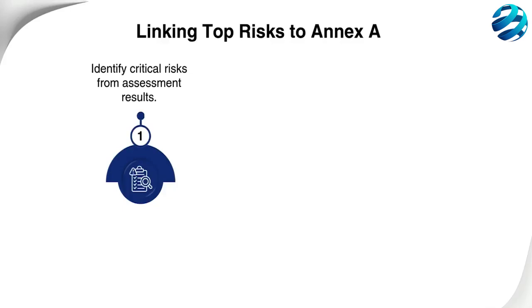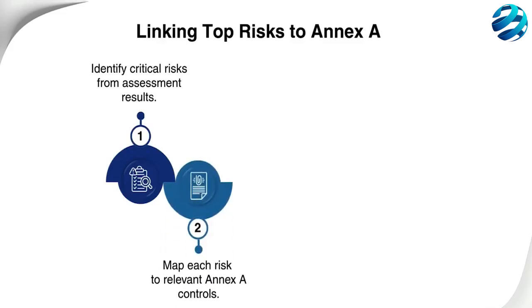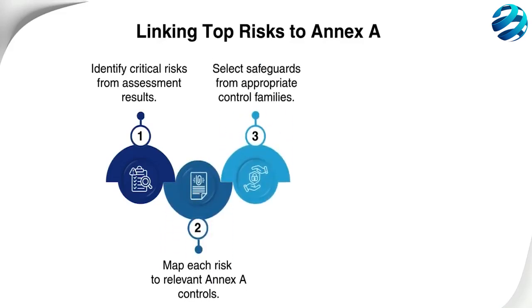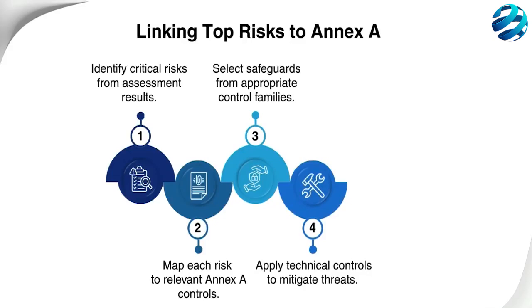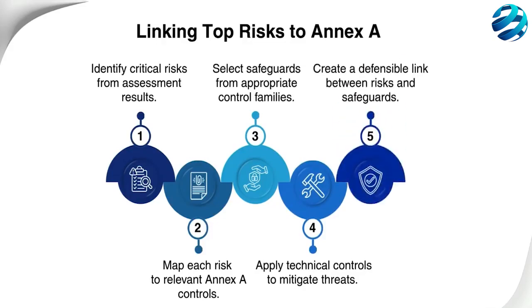For example, if your heat matrix identified unauthorized access to sensitive data as a critical risk, you would map this risk directly to specific controls in Annex A. This would include controls from the access control family, such as A.5.15, access control, and potentially technical controls like A.8.24, use of cryptography. This mapping creates a clear, defensible link between a specific business risk and the specific safeguard you have implemented to address it, which is the essence of a risk-based security program.